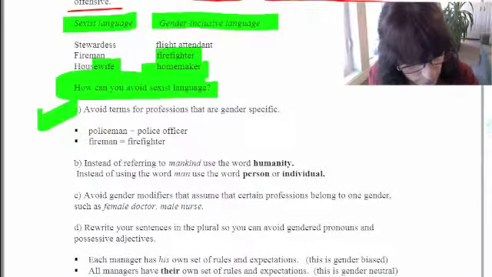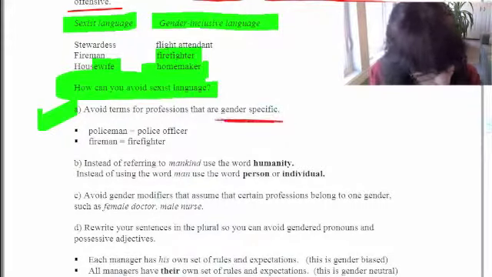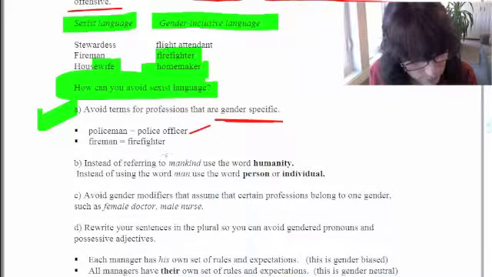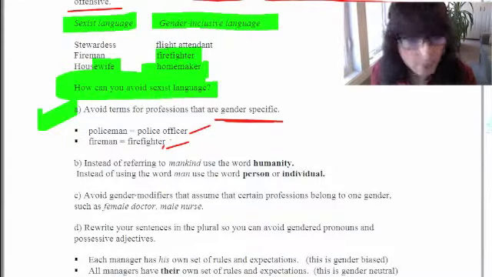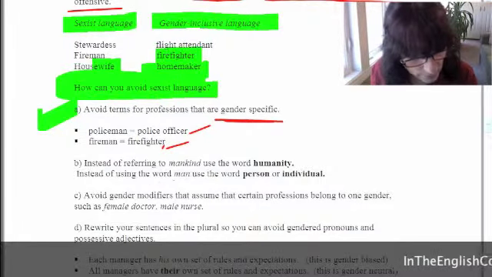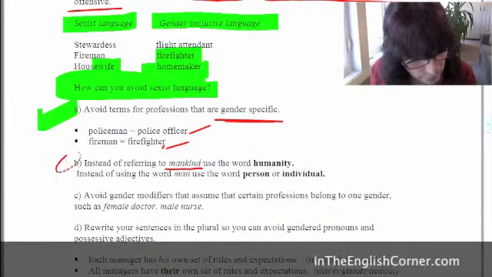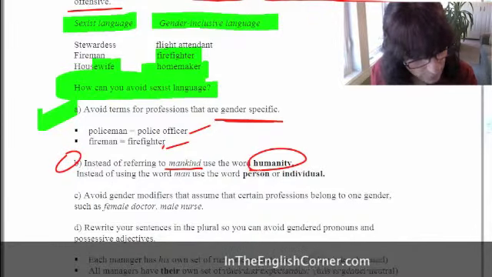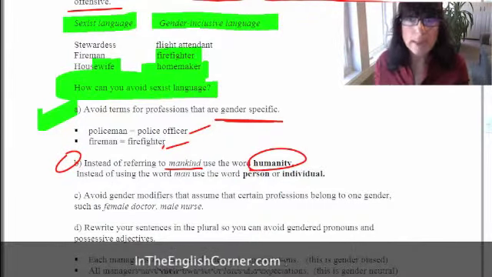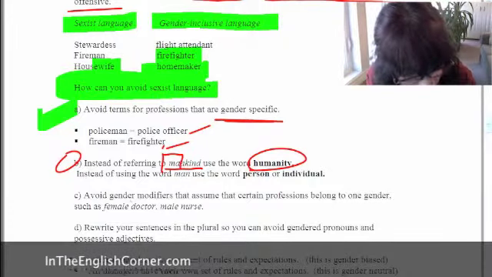Well, here are some pointers on what you can do. First of all, avoid terms for professions that are gender specific. So instead of saying policeman, say police officer. Instead of saying fireman, say firefighter. Instead of referring to mankind, this is the second point, use the term humanity, not mankind.